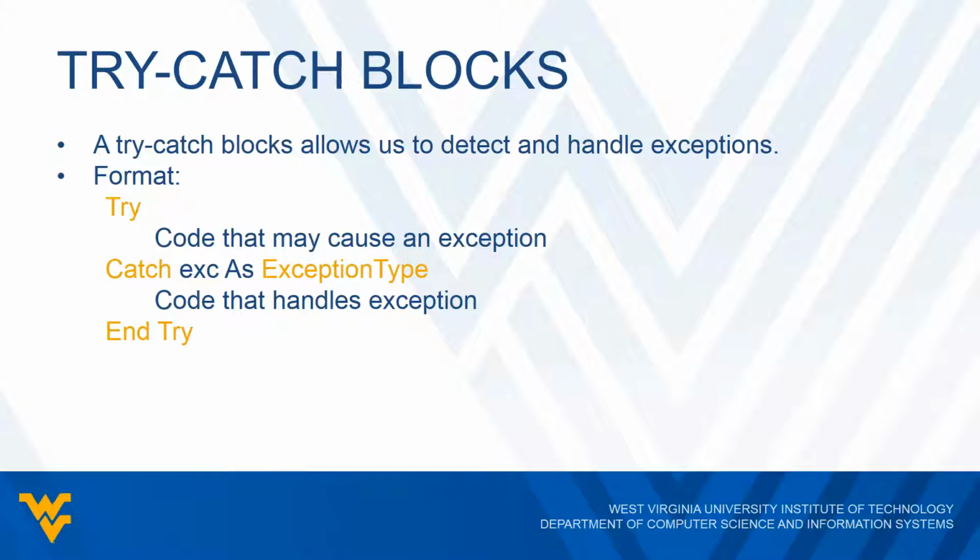So this is what we have. We have the word Try, and then we would have the code that could cause the exception, and then we have the word Catch, and then what comes afterward is exe As ExceptionType. We'll talk a little bit more about this line in a little bit, but underneath that would be the code that would handle the specific exception, and then we would end it with End Try.